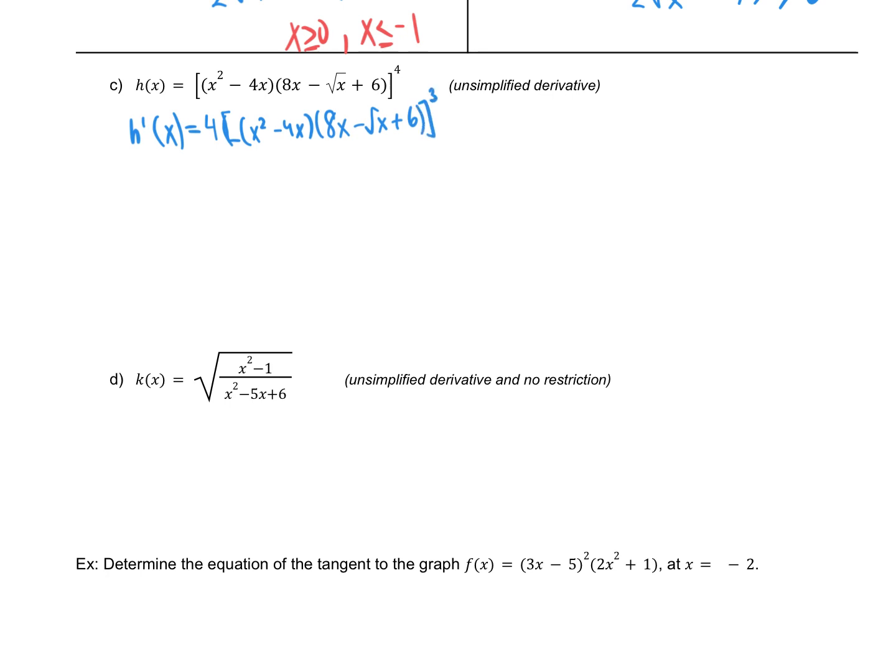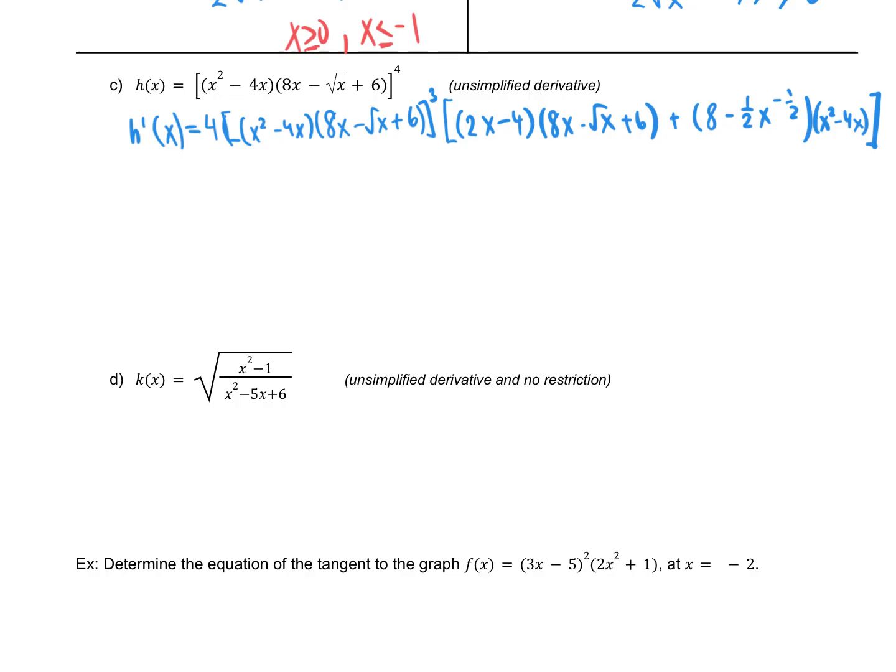And now it's to the power of 3. So there was the outside function. Now for the inside function, I have a product rule. So now I have to switch into product rule mode, which is take the derivative of the first function, so 2x minus 4, copy paste the second function, that's inside, plus take the derivative of the second function, so 8 minus 1/2 x to the negative 1/2, copy paste the original. And there it is.